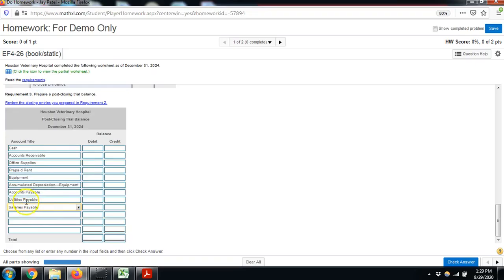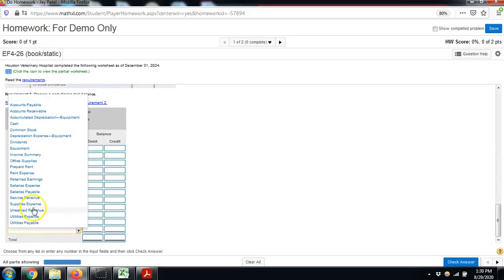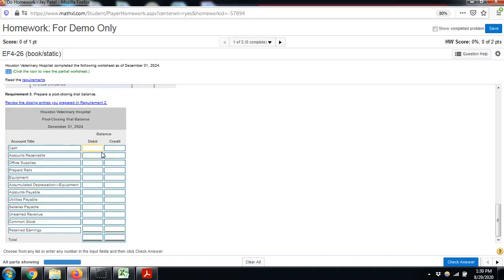And again, be careful with utilities payable versus utilities expense. You want to make sure that you're listing the liabilities on the post-closing trial balance and not the expense accounts, because remember, we've closed those out through the closing entries. They all have zero balances. The liabilities, however, do have balances that we're going to carry forward to the next period. And now we're going to do the equity accounts, common stock and retained earnings. So let's go fill these in.